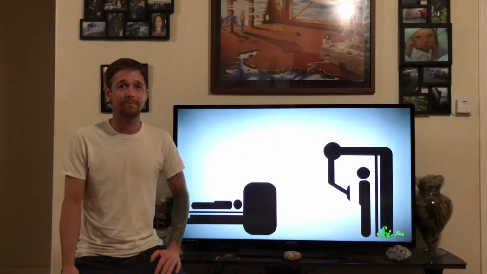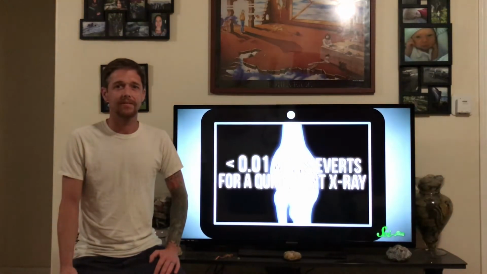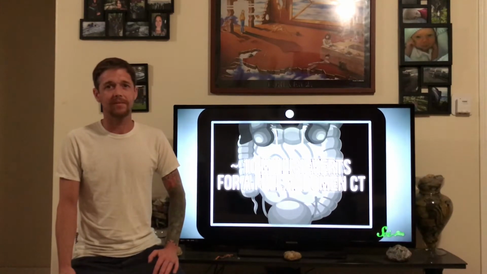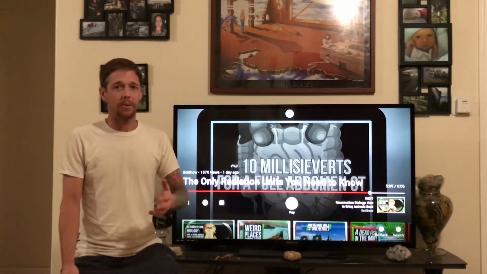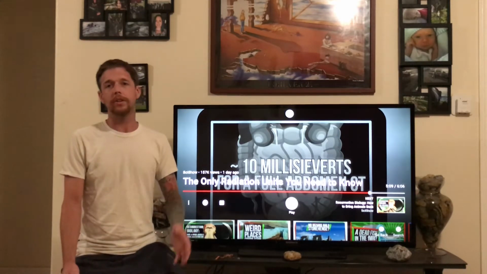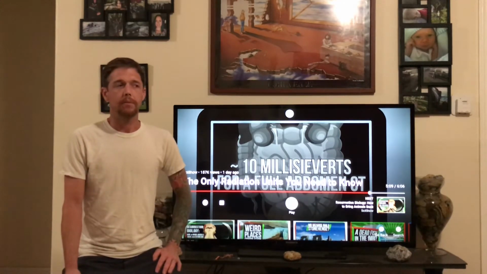The amount from medical scans varies depending on the size of the scan and the duration in the machine, from less than 0.01 millisieverts for a quick joint X-ray to about 10 millisieverts for a full abdomen CT. So, first thing I wanted to point out, look how quickly they just jumped over. Oh, you just got a little bit each year.